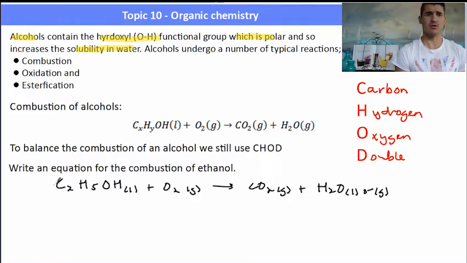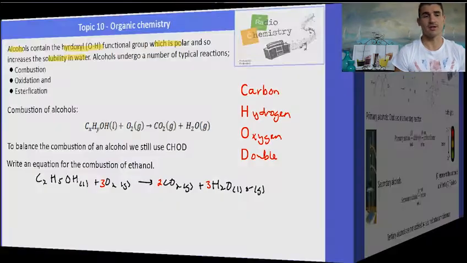So to balance this chemical equation, we balance for carbon first, so we put a 2 in front of the carbon dioxide. Balance for hydrogen second with the 3. That gives us 7 oxygens on the right, but there's 1 oxygen in the ethanol, so we just need 3 oxygens on the left.